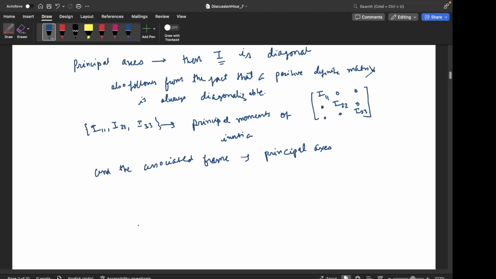And a bit more in mathematical terms, these values turn out to be the eigenvalues of the inertia matrix, and these axes are the eigenvectors of the inertia matrix.